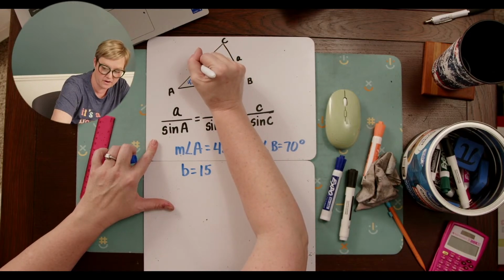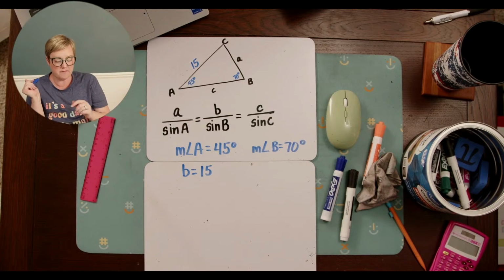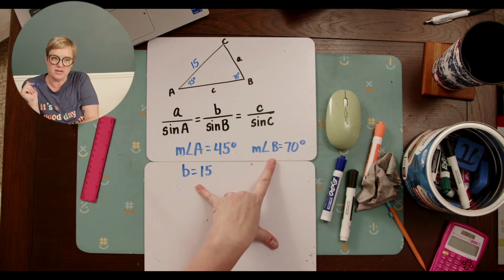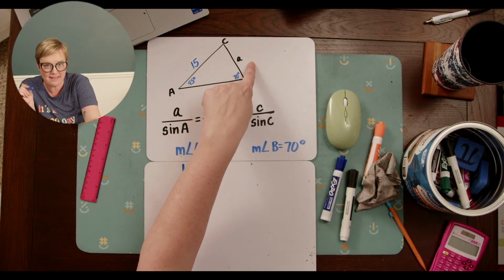So I'm going to fill in what I know, and now I'm going to solve for what I don't know. Here I've got one complete ratio, right? I've got the measurement of angle B and side length B. So then I can use the measurement of angle A to figure out the side length of A.